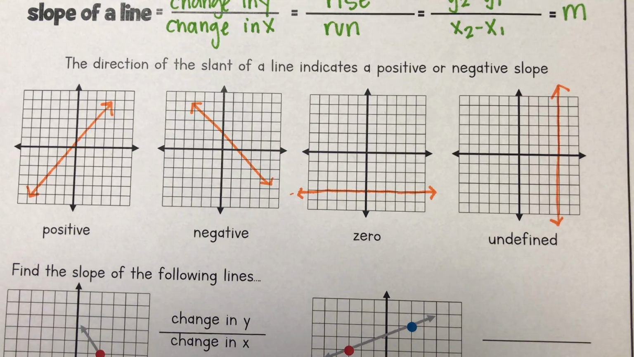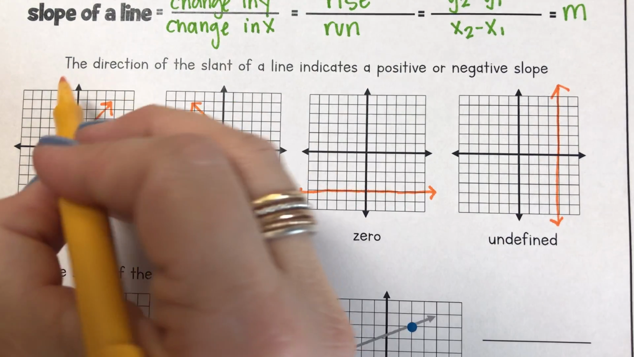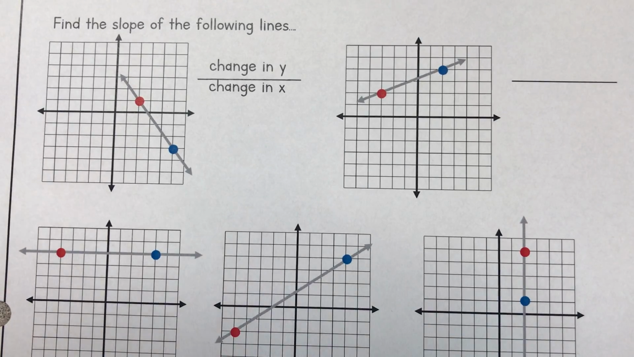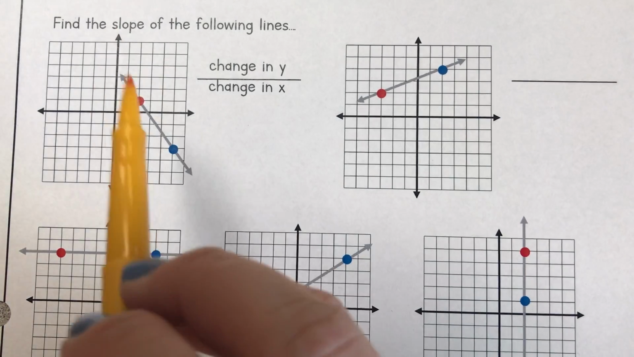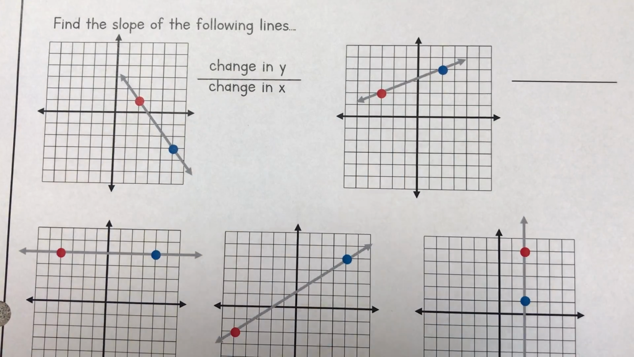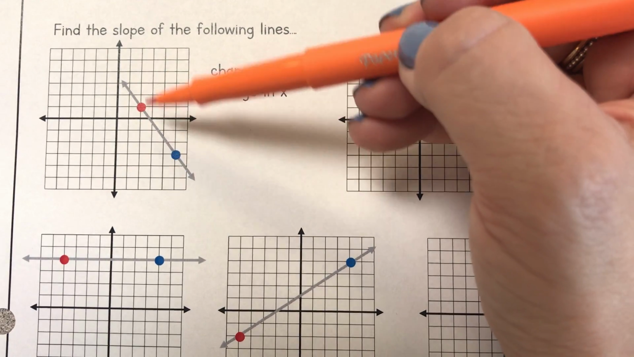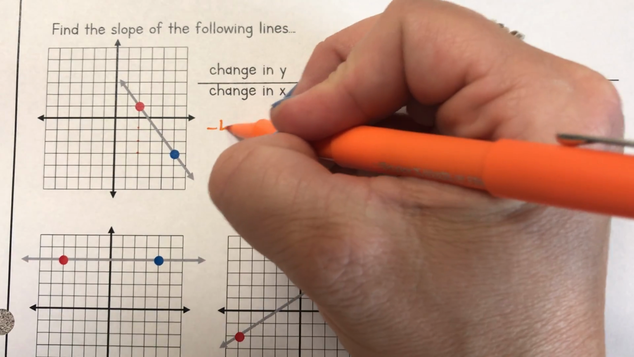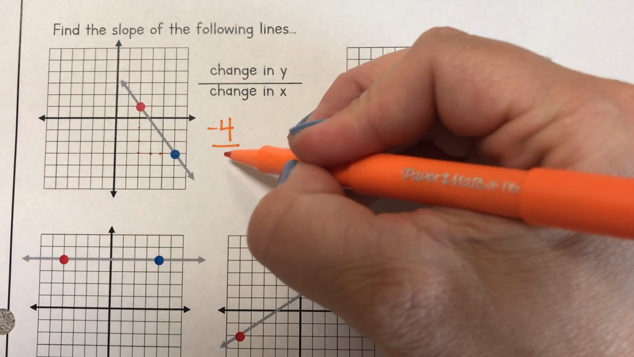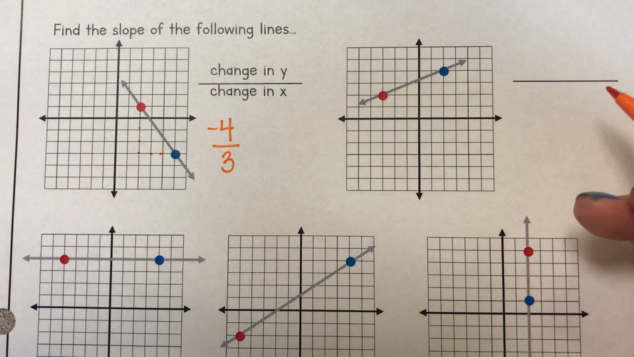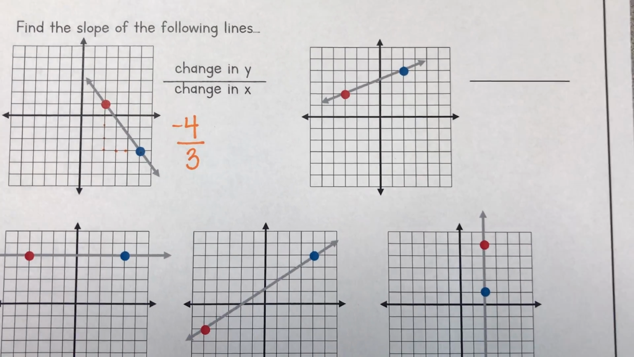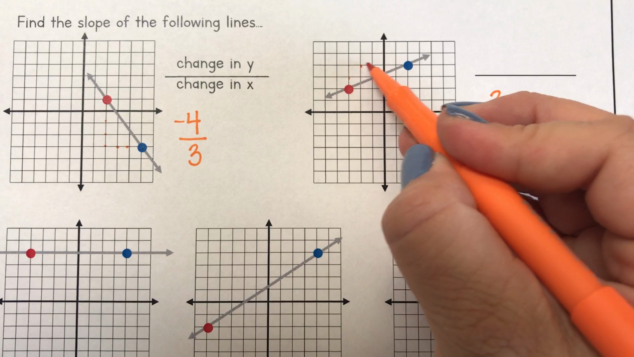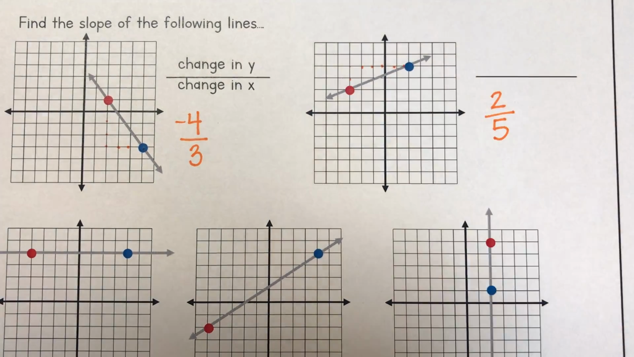Okay, and the most important part is that you read the graph just like you read words, left to right. Okay, so down here on our notes, it says find the slope of the following lines. Okay, and then you're given these two lines right here. So Slope Dude is always moving left to right. So from the red dot to the blue dot, he's going down 1, 2, 3, 4, and over 1, 2, 3. So the slope would be -4 over 3. On the next one, as he's moving, he's rising 2, and he's running 1, 2, 3, 4, 5. So the slope would be 2 over 5.